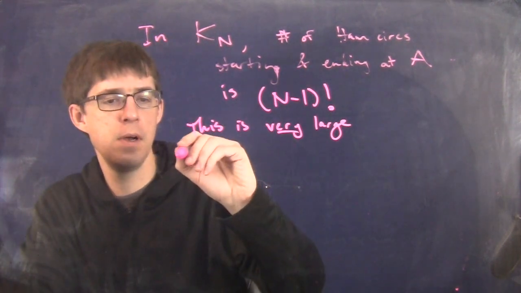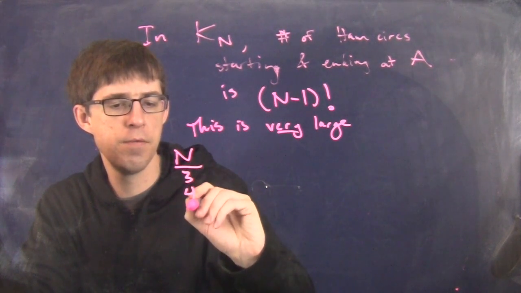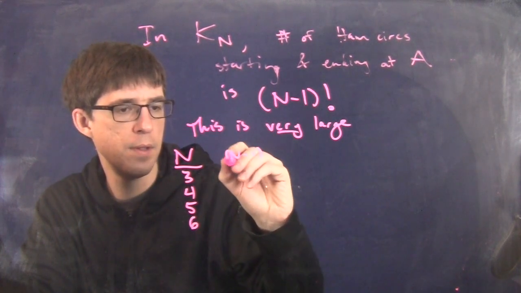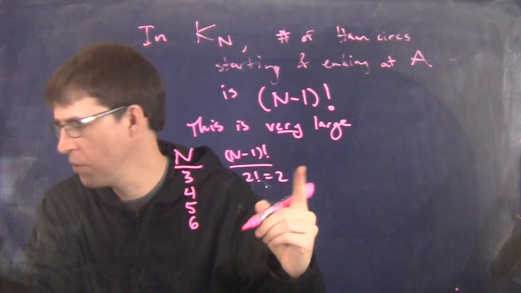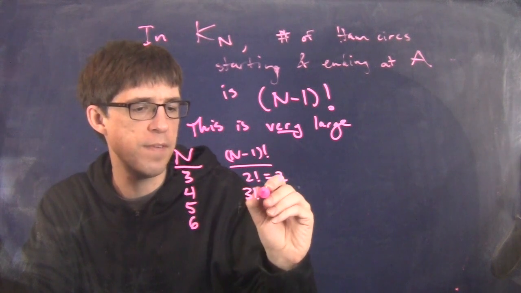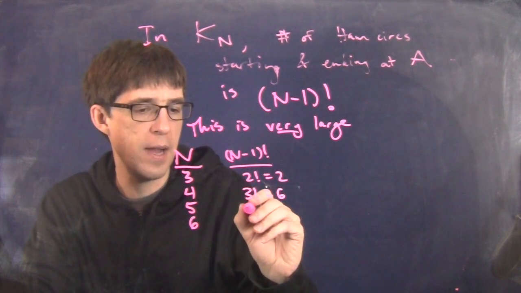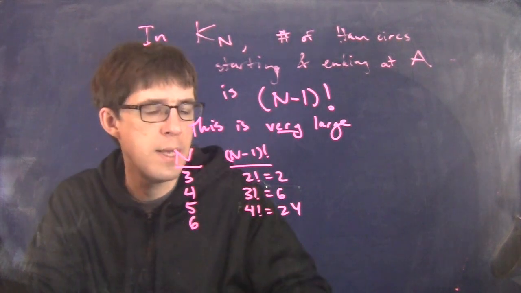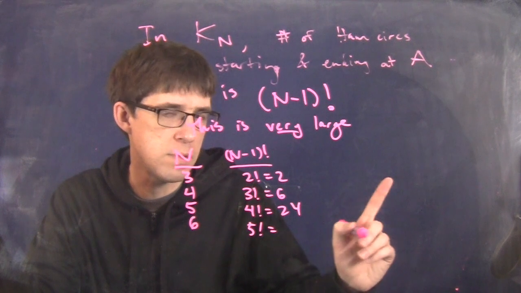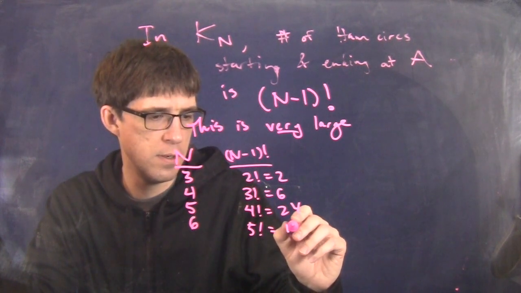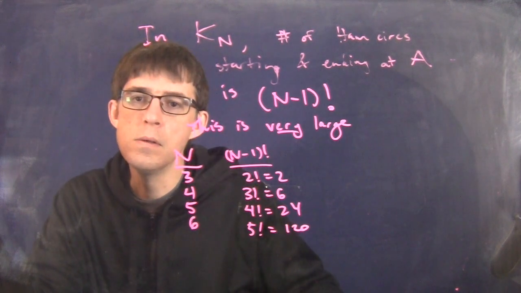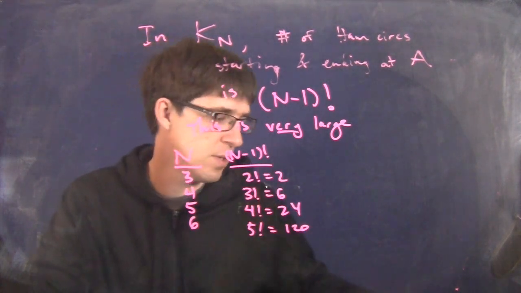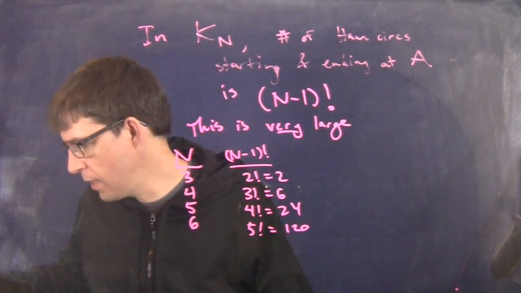I wrote down a little chart here for your enjoyment. If n is 3, then what is n minus 1 factorial? That would be 2 factorial, which is 2. Okay, that's not very big. If n is 4, this would be 3 factorial, which is 3 times 2 times 1, that's 6. If n is 5, this would be 4 factorial, which is 4 times 3 times 2 times 1, that's 24, which is getting to be a little bit more. And then if n was 6, this would be 5 factorial, which is 5 times 4 times 3 times 2 times 1, which is quite a bit. It's 120. So, do you agree? This is very large. Even if n is not really big, this number is quite large. But that's just the way it works.